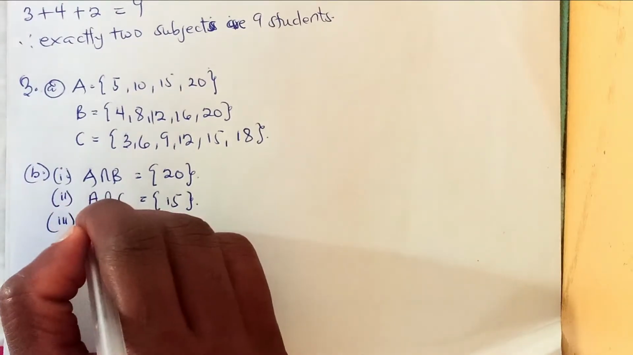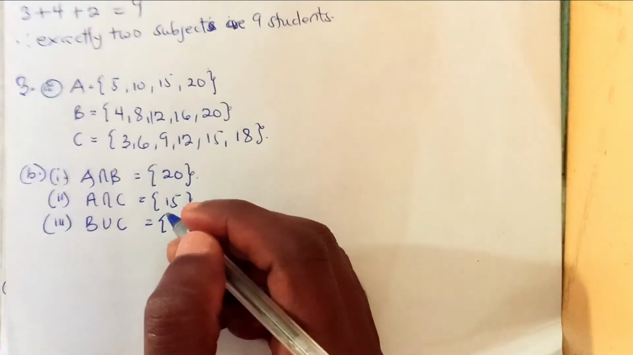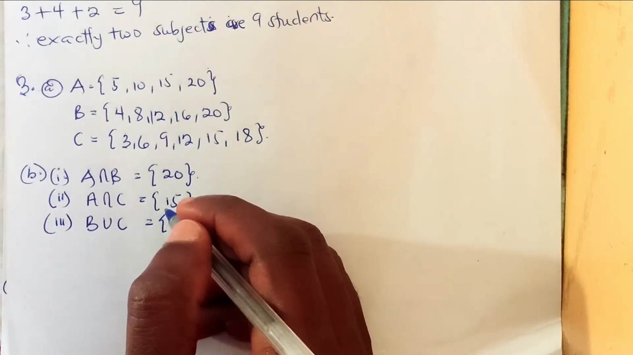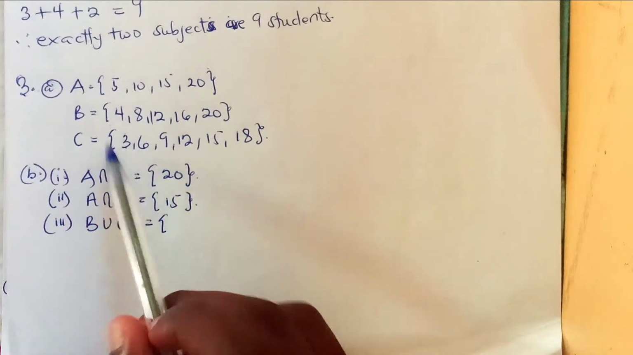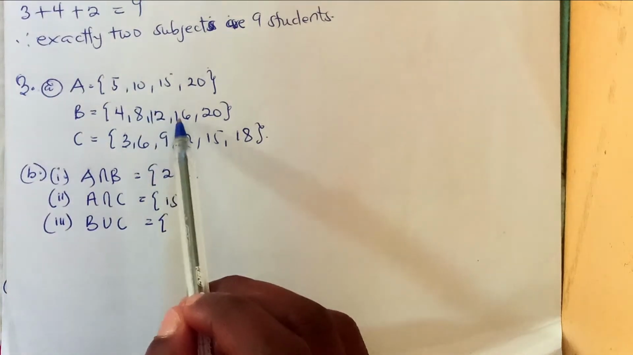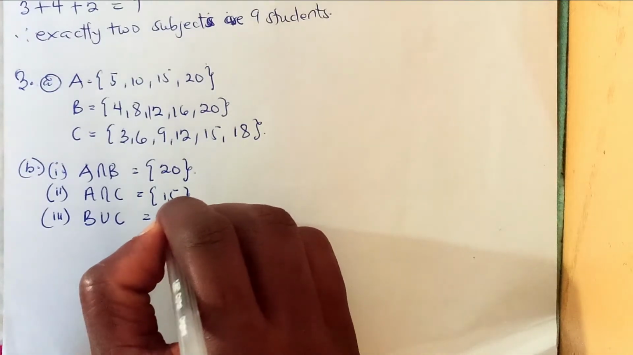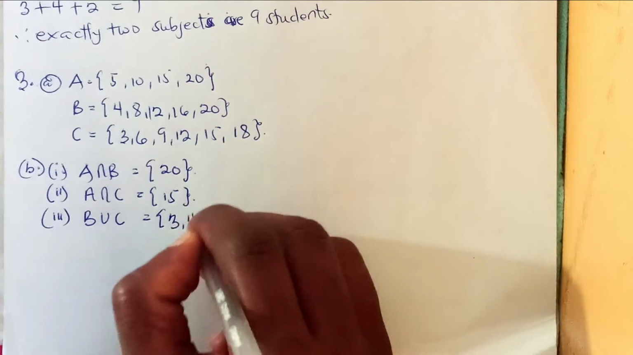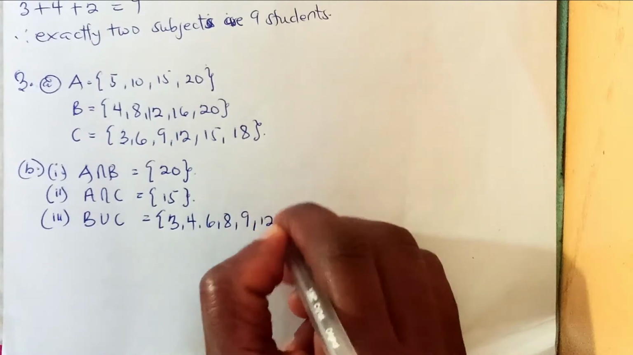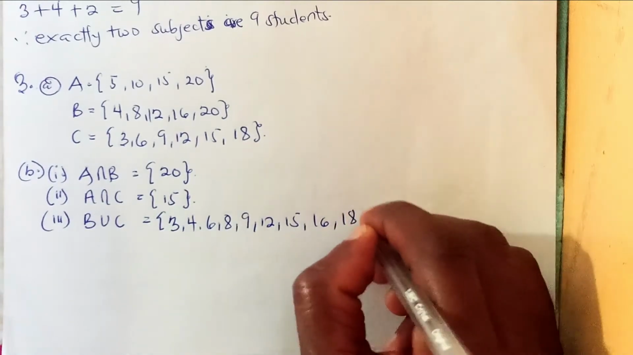We have B union C. With B union C, we have to combine the elements of B and C. So we start from the smallest to the biggest. We start with 3 and move on to 4, 6, 8, 9, 12, 15, 16, 18, and 20. So let's write them: 3, 4, 6, 8, 9, 12, 15, 16, 18, and 20.